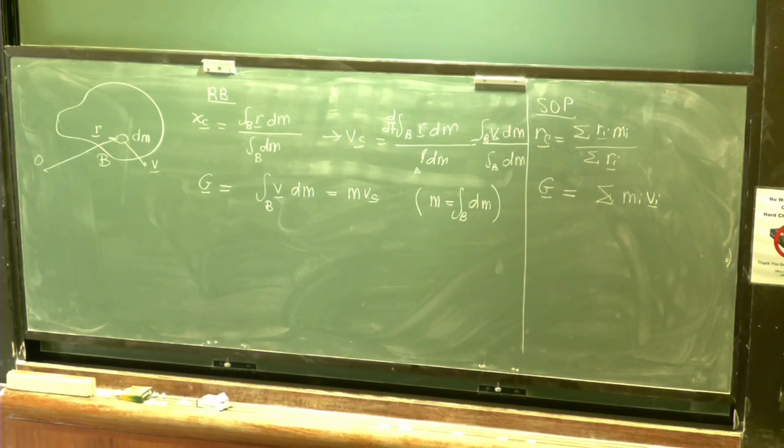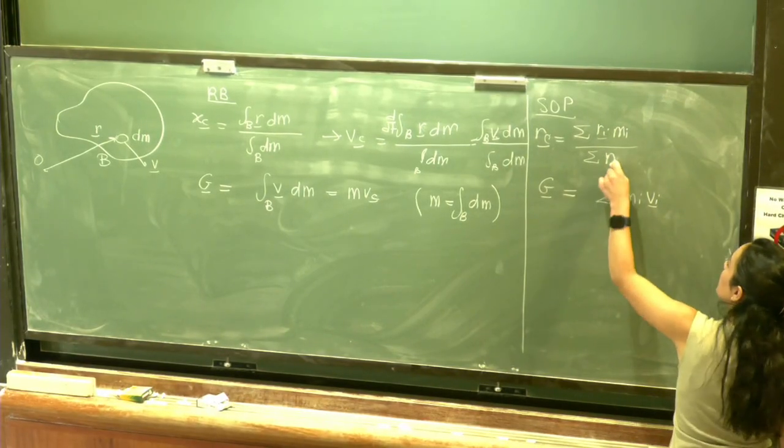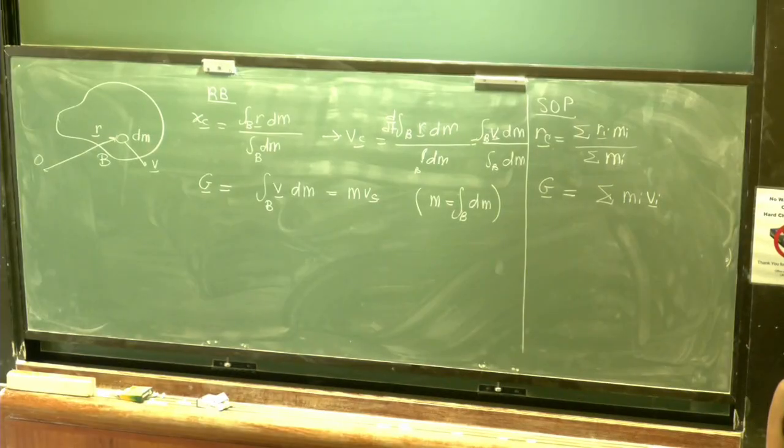Okay, so far for a rigid body we have the position vector of the center of mass, velocity, we can calculate the acceleration of the center of mass, the linear momentum. Any questions so far? Yes. Sorry, it should be mi. Thank you. Thank you. Any other questions?